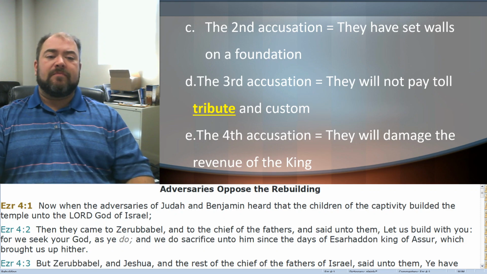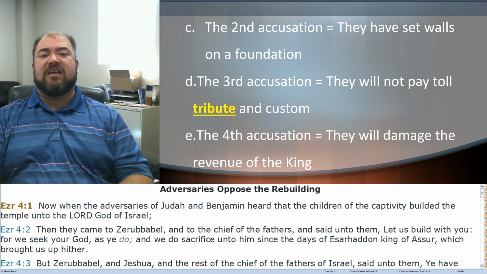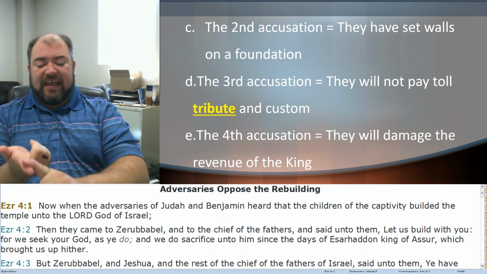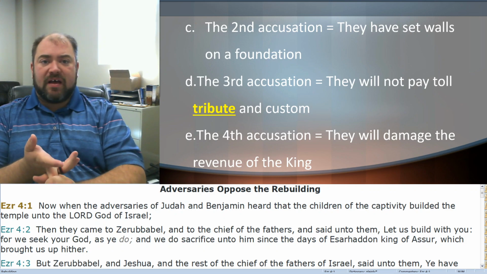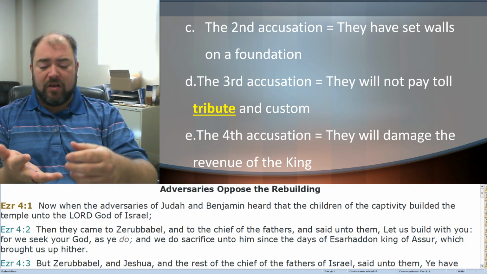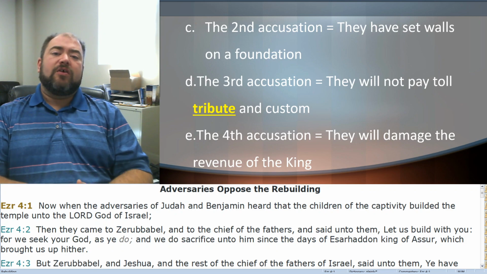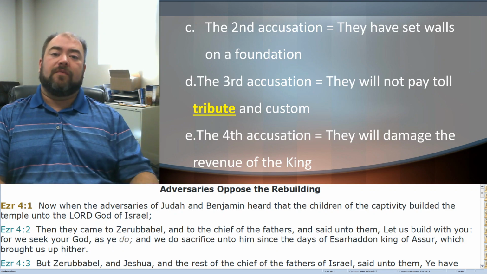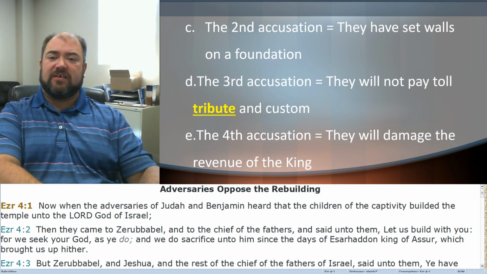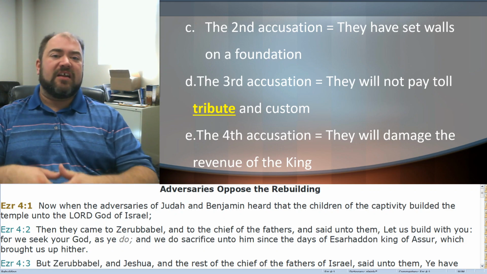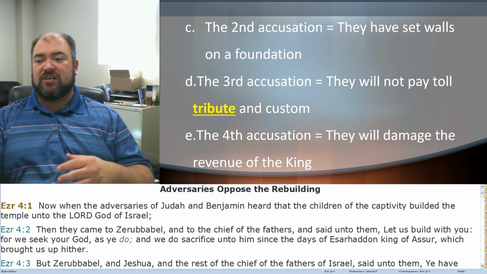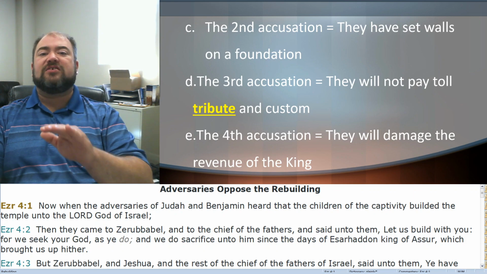And so they're really levying that the king wants that land, the king wants that money, the king wants those people, the king wants his tribute. They're really levying that the king wants all of this. And if the king wants it, the king's not going to get it if he allows this building process to continue on. And that is the basis of their letter.